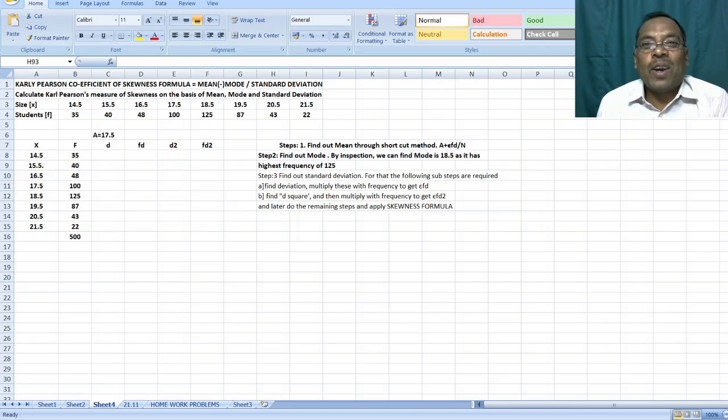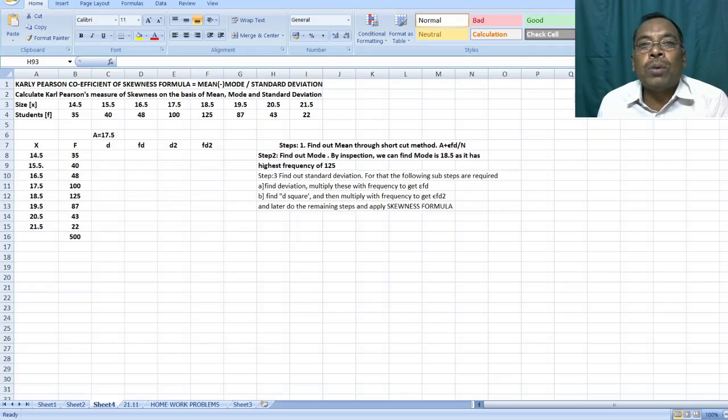Students, today we are going to practice problems under skewness. Dear students, there are two methods of measuring skewness. One is absolute measure of skewness. To find out the skewness under absolute measure, the formula is mean minus mode.